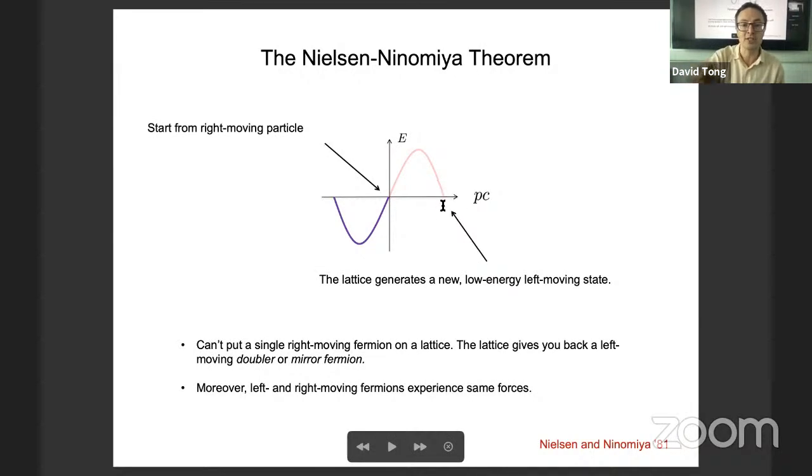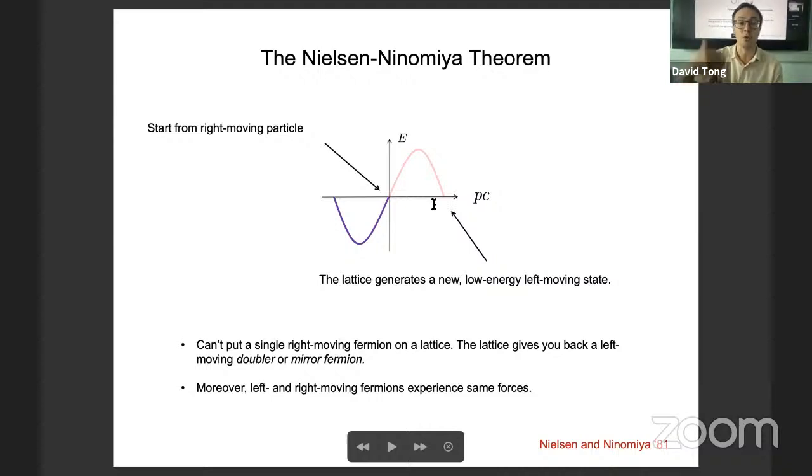Moreover, those new low energy states are a fermion with the opposite chirality. It's the opposite chirality because here the slope is positive, and here necessarily the slope is negative. So the upshot of the Nielsen-Ninomiya theorem is that if you try to put a chiral fermion on the lattice, it will rebel and give you another fermion of the opposite chirality. In fact, in higher dimensions, it gives you some number of extra fermions of different chiralities. So you try to put a chiral-like theory on the lattice, and the lattice hands you back a vector-like theory.